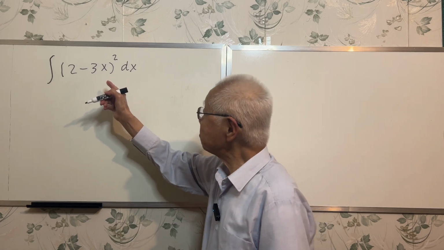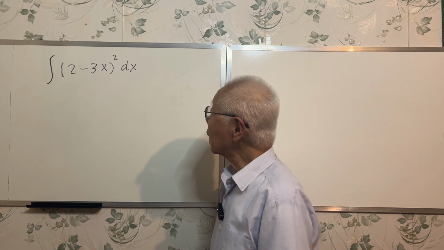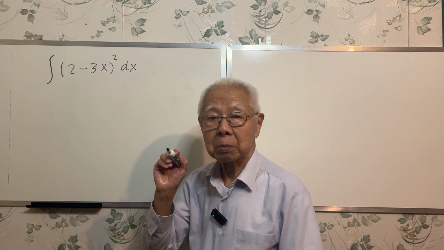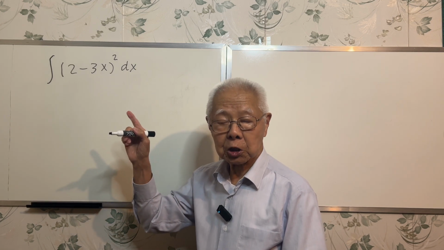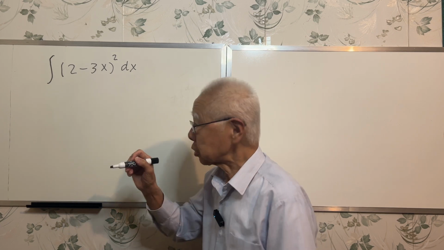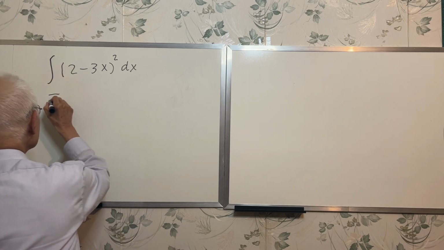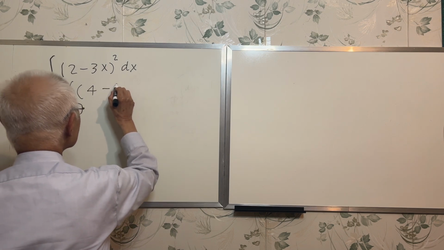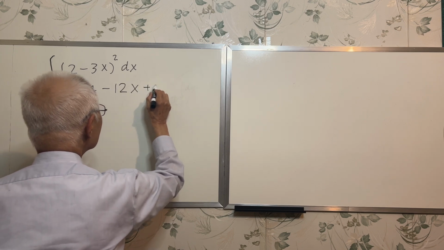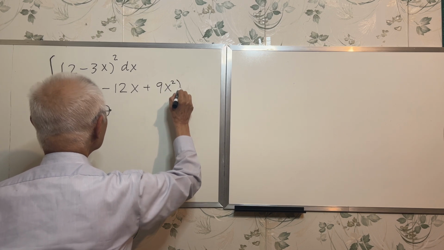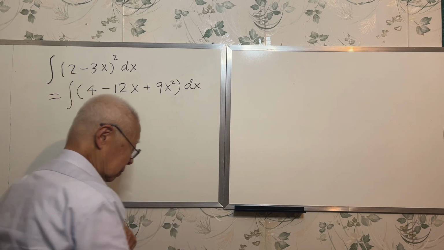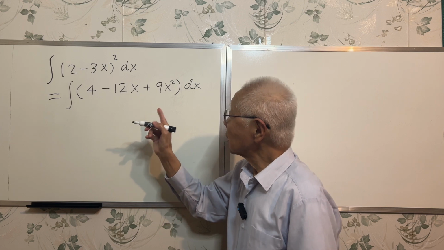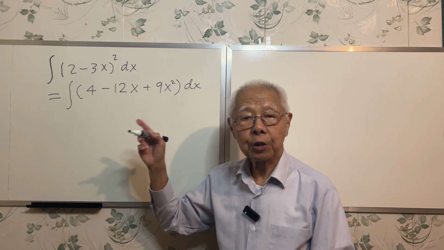This is an integration, indefinite integration. First, I will do this without using differential. So the usual way is to expand this because you have a bracket squared. So let's expand it. This is the expansion of the perfect square. Then we can integrate term by term.